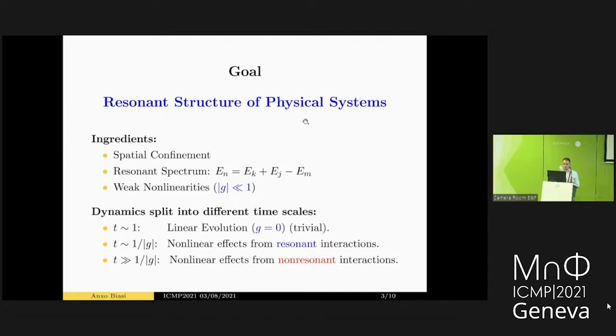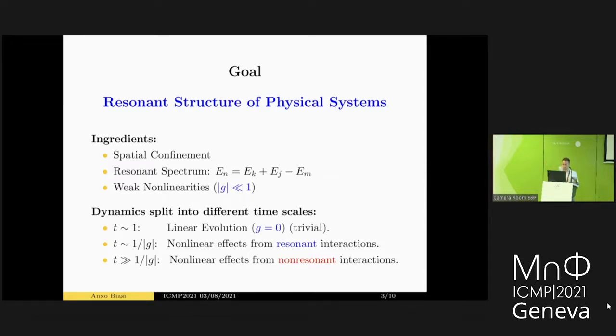And we work in the limit of weak nonlinearities. So the coupling, in this case G, is very small. And the key point of these ingredients is that the dynamics splits into different time scales. At time scales of order one, the dynamics is governed by the linear evolution, so this is trivial. But at time scales of 1 over G, the first nonlinear effects appear. These effects are fully related to resonant interactions, and the nonlinear effects related to non-resonant interactions appear at larger time scales.